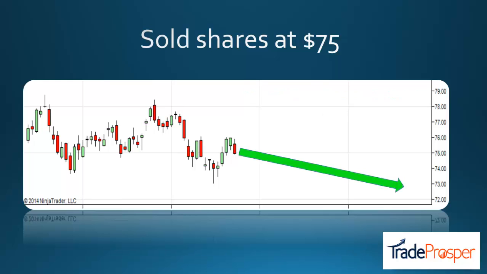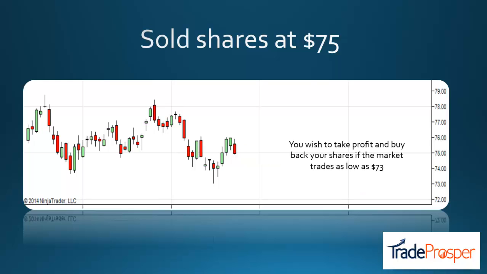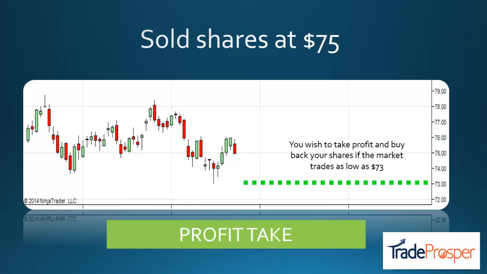Similarly, if we view the market to move in our favor, this will be a movement lower. So having sold shares at $75, we might feel very comfortable closing our position, in other words, buying back the shares, once we hit 73. In this case, we will make a profit when we hit 73, because having sold at 75, buying them at 73 is making a profit. So if you wish to take the profit off the table, you will put an order in the system at 73 to buy shares, and this is referred to as a profit take order.